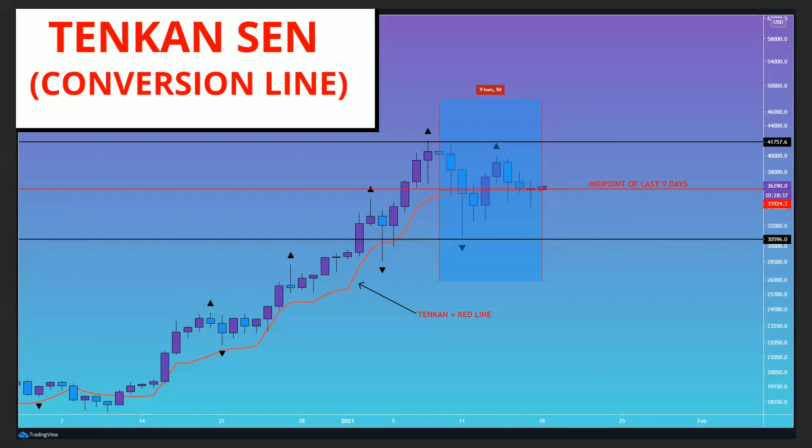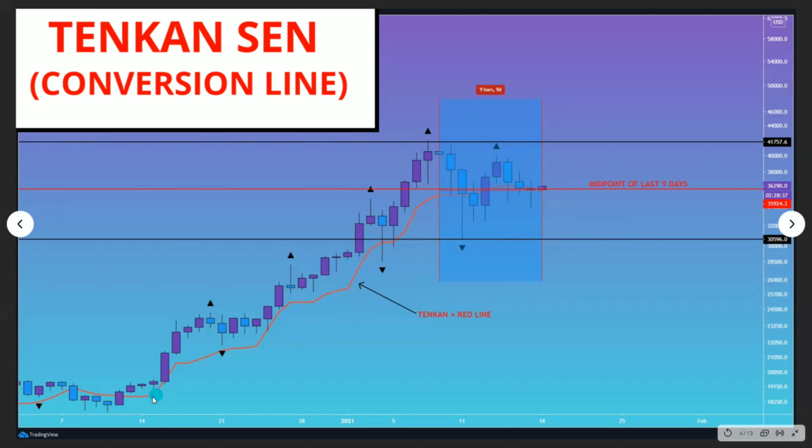So here's your Tenkan-sen line. It's the red line here that you see. And you see here the past 9 days. When you average the last 9 days, this is the highest point of where price was. And this was the lowest point of where price was. And it relatively stays in the middle of the last 9 days. So this is showing you that the market is pretty much flat here and is moving in equilibrium.